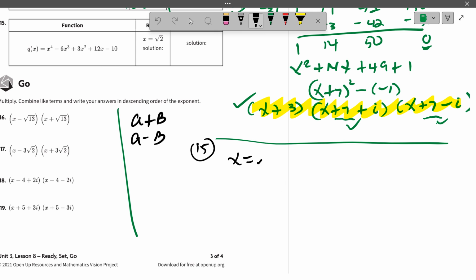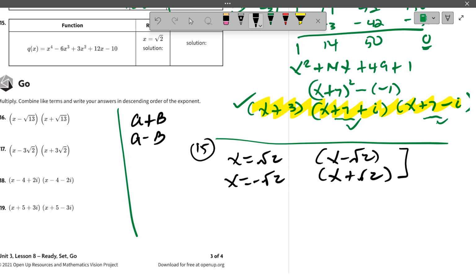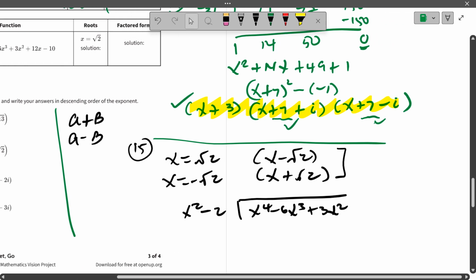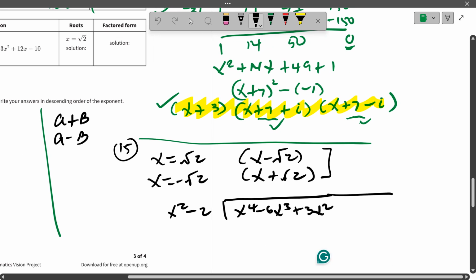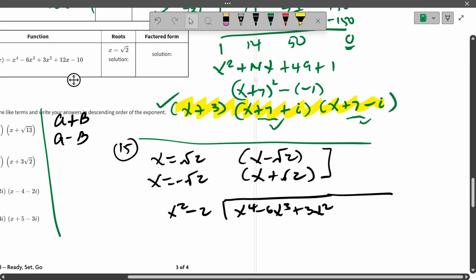I'm going to say, well, if x equals root 2 is one of the solutions, well, then x equals negative root 2 has to be one, which means I have to get a factor of x minus root 2 and a factor of x plus root 2. Because remember, roots imply factors, factors imply roots. Then what I'll do is I'll multiply these two together. I'll get x squared minus 2, and then I'll divide that into x to the 4th minus 6x to the 3rd, and so on.